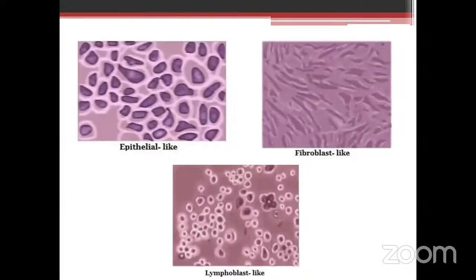So here you can see how the epithelial looks. Fibroblast is a bit elongated and lymphoblast is just round, and they will be mostly in suspension or floating.